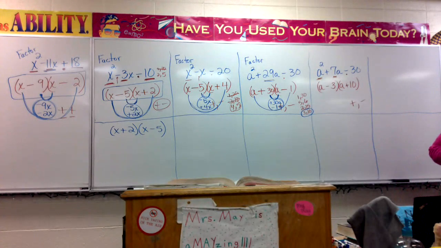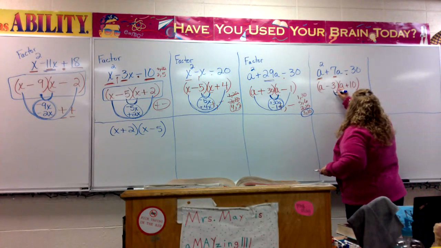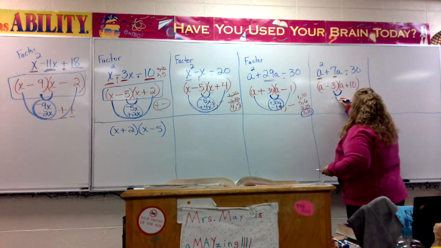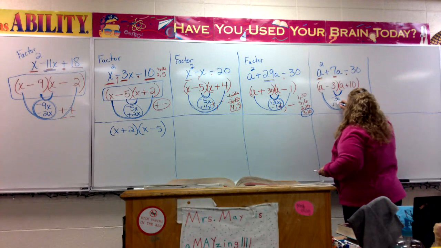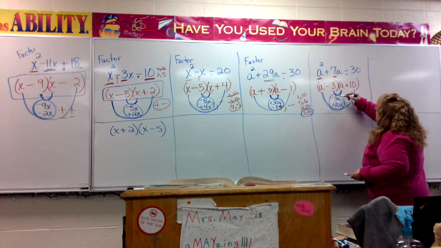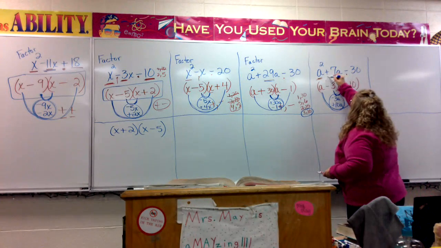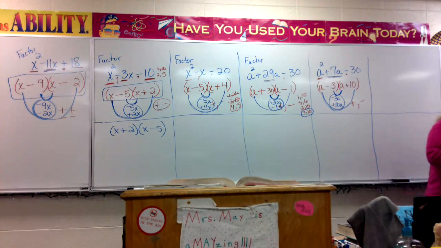And then you're going to do the double check, right? Inside, outside, what do you get here? And what do you get here? And if you combine those, positive 10, negative 3, you better get this thing. And we do, right?